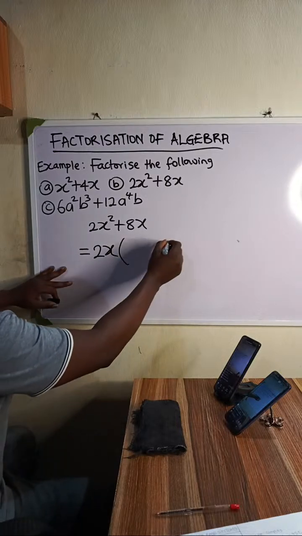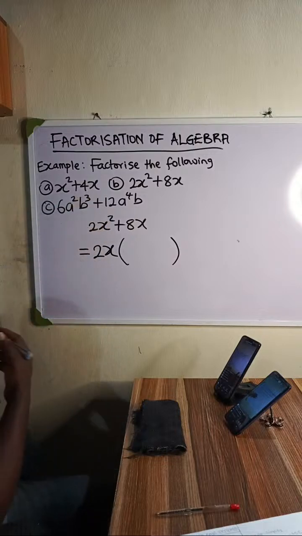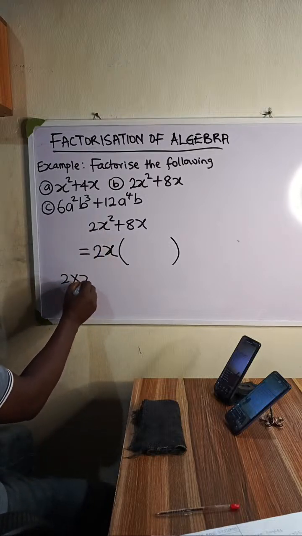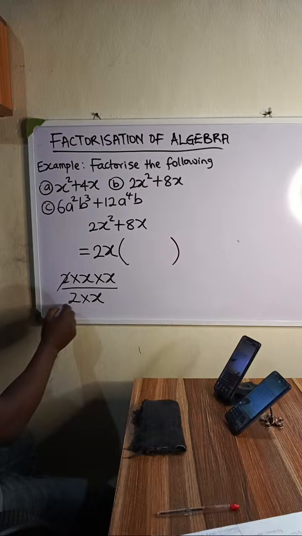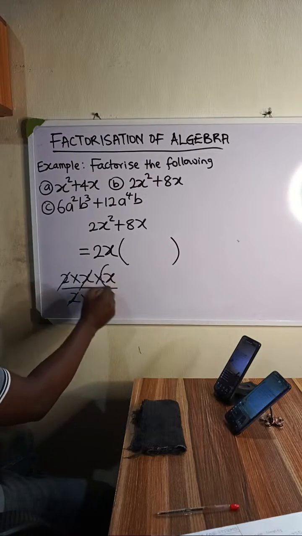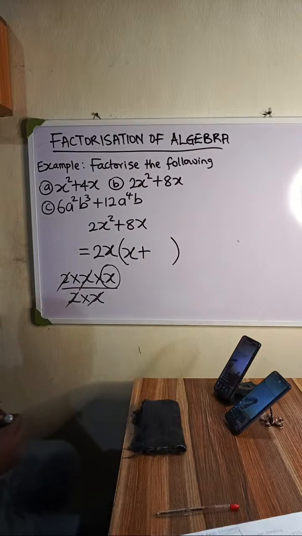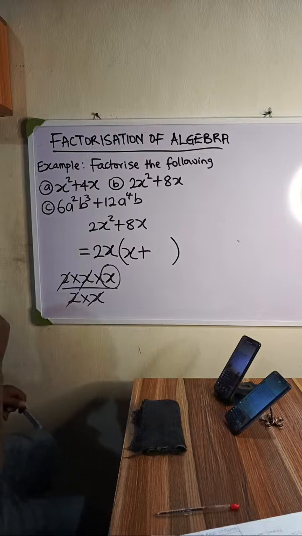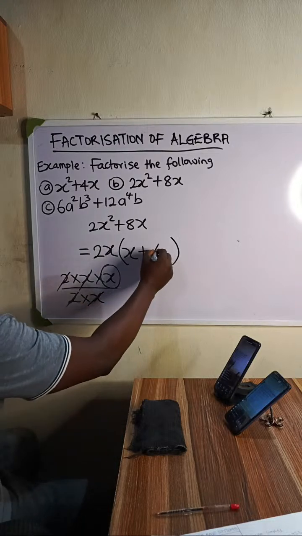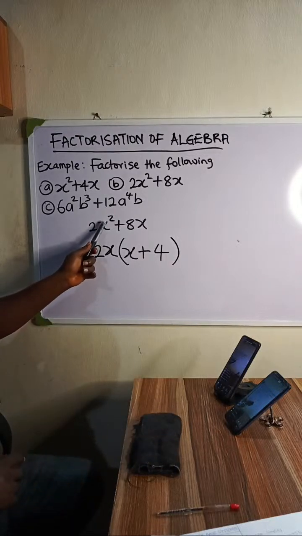Now we can open the parentheses. So 2x squared divided by 2x. 2x squared is the same thing as 2 times x times x. Divided by 2x is the same thing as 2 times x. So we cancel 2, we cancel x. So we are left with x. Right? So x plus 8x divided by 2x. What do we have? 4, correct. So we have 4. So just by doing this, we have been able to factorize this algebra to become this.